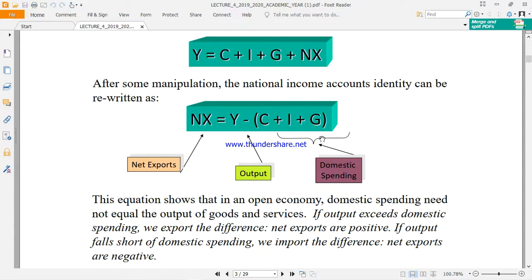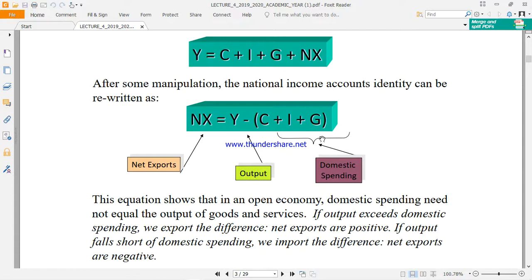Okay, so here we are trying to show that in an open economy, domestic spending does not really need to equal output of goods and services. What I'm saying is that domestic spending in this case, which is consumption, investment, and government expenditure, is not necessarily equal to total output.